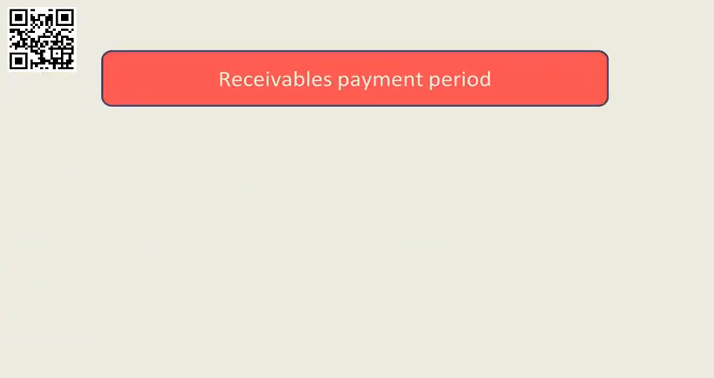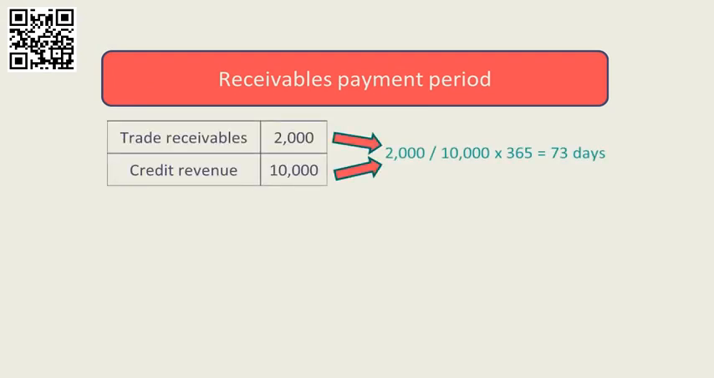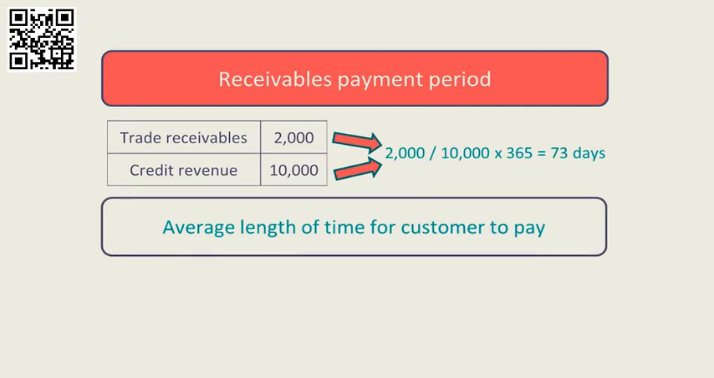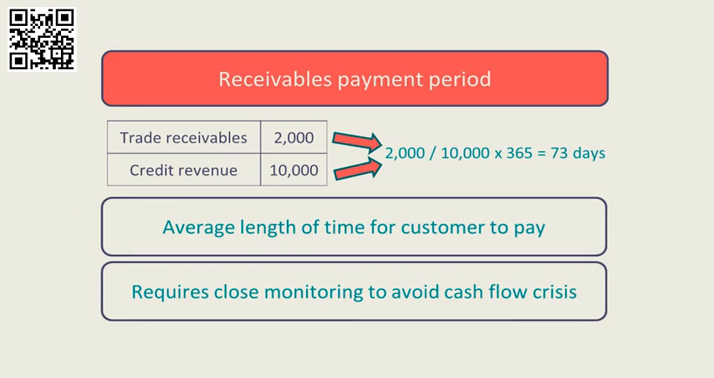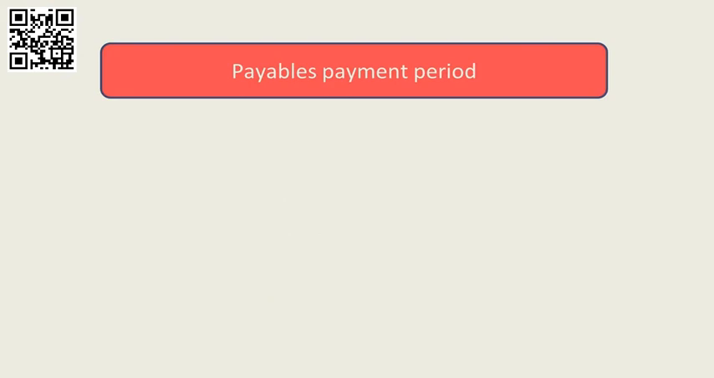Up next is the receivables payment period. This is calculated as the trade receivables divided by the credit revenue. The measure is usually expressed in days, so the equation needs to be multiplied by 365. This measure allows a company to calculate the average length of time it takes for customers to pay them. Close monitoring of this is essential for companies to avoid a high receivables figure and hence running into cash flow difficulties.